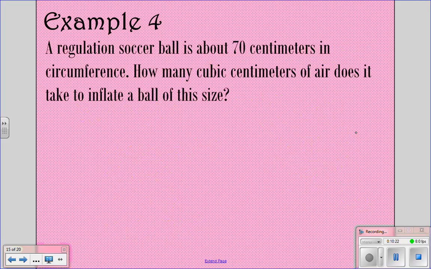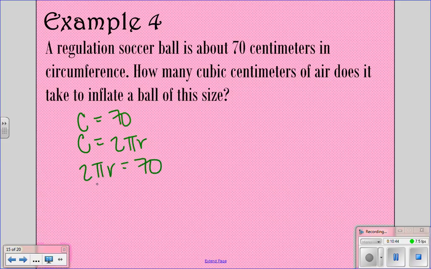A regulation soccer ball is about 70 centimeters in circumference. How many cubic centimeters of air does it take to inflate a ball of this size? Well, they tell us the circumference of our circle is 70. And we know that the circumference formula is 2 pi r. So 2 pi r equals 70. And so if we're going to solve for r, you're going to divide by 2 pi.